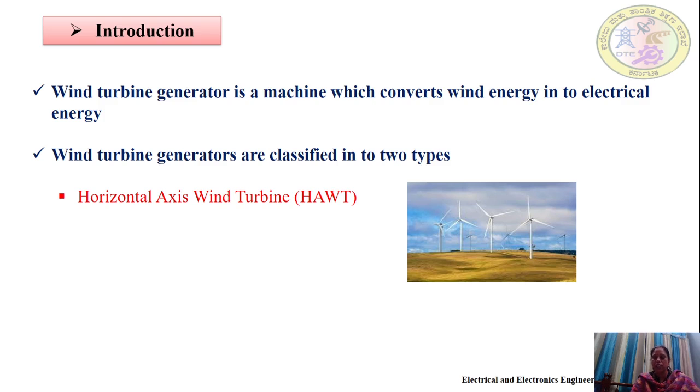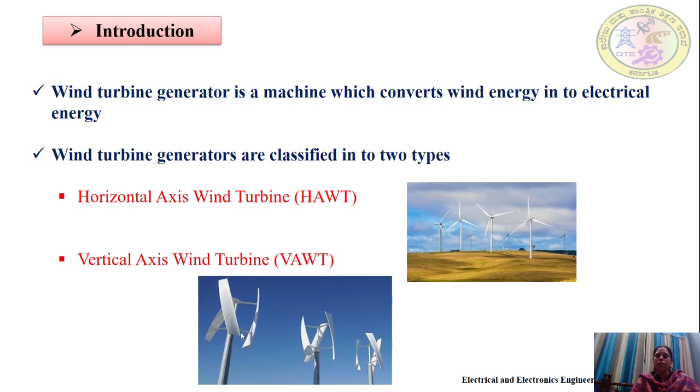I will repeat once again. When the rotating axis of the blades is parallel to the wind stream, the turbine is called a horizontal axis wind turbine. Another classification of this turbine generator is the vertical axis wind turbine.